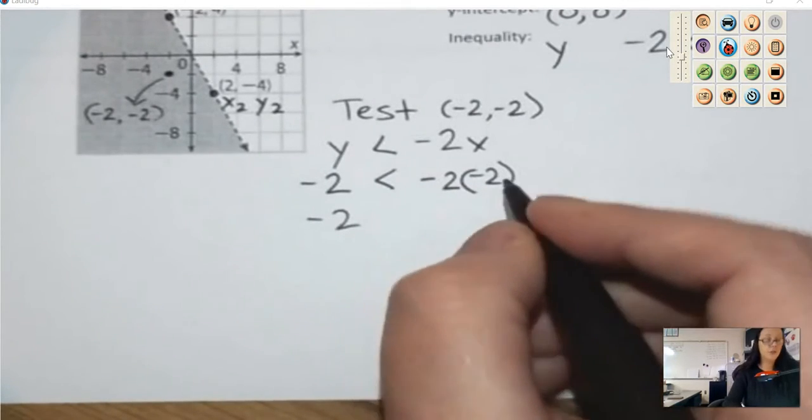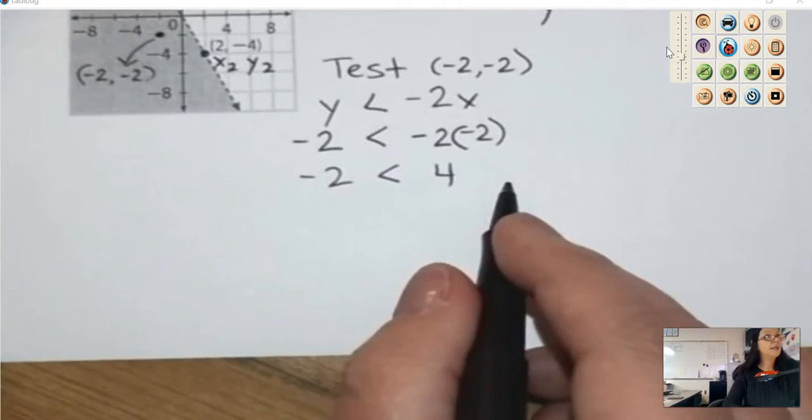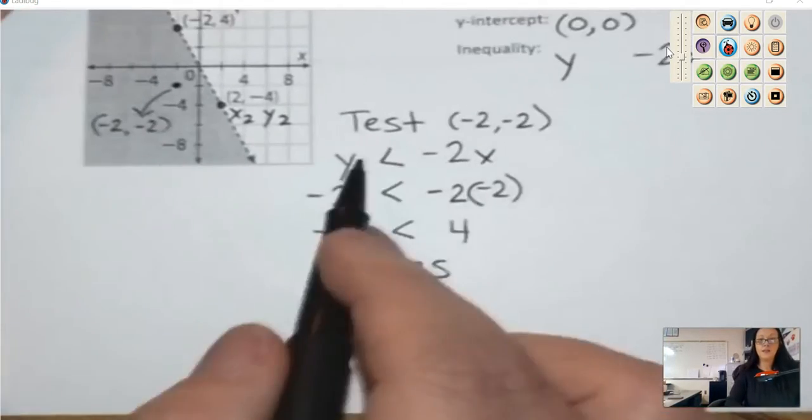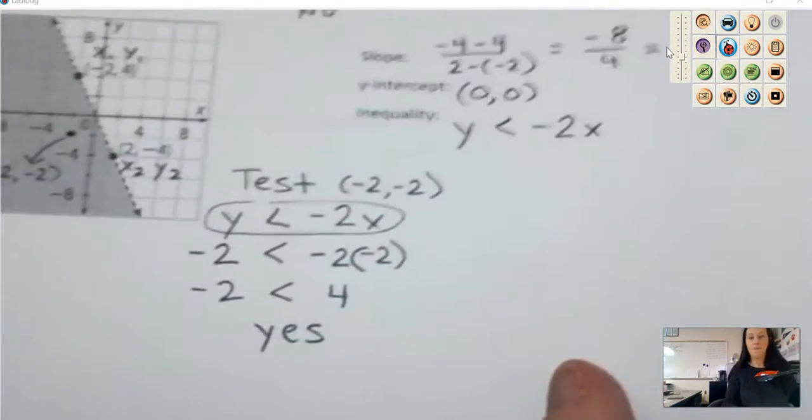-2 times -2 is +4. Is -2 less than 4? Yes, it is. And yes, it is shaded, so then I know that this is the correct answer. So y is less than -2x.